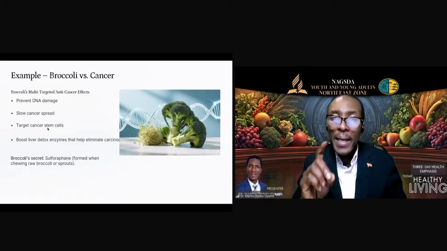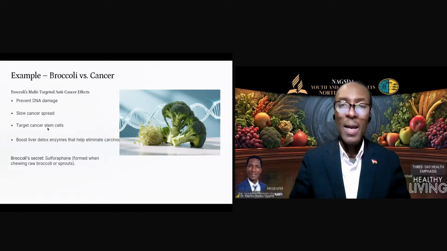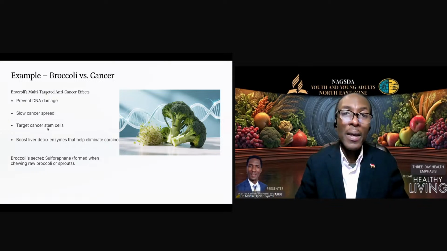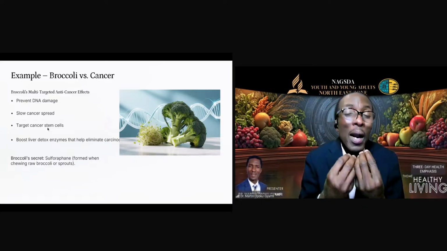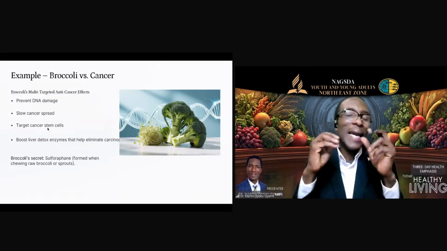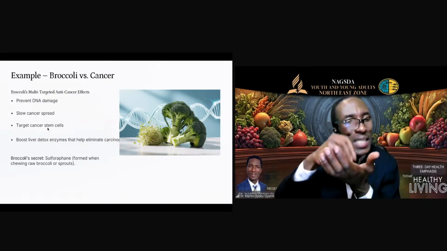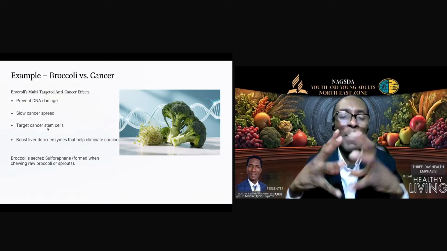And the beautiful thing about this is that the compound that is found in broccoli is called sulforaphane. And the sulforaphane is formed when you chew the broccoli. So when you're eating broccoli and it's crunchy, as you bite into it, it triggers a chemical reaction in the cells of the broccoli, and then the sulforaphane compound or chemical is formed.